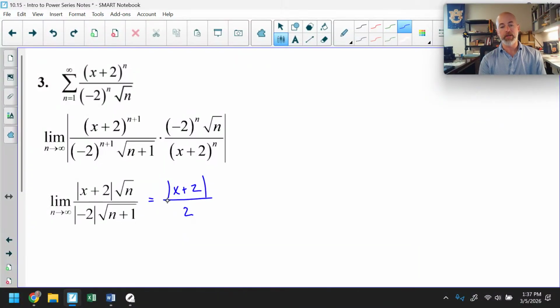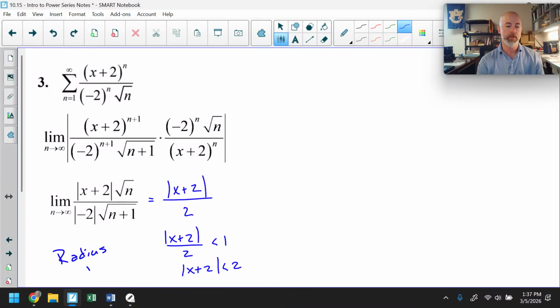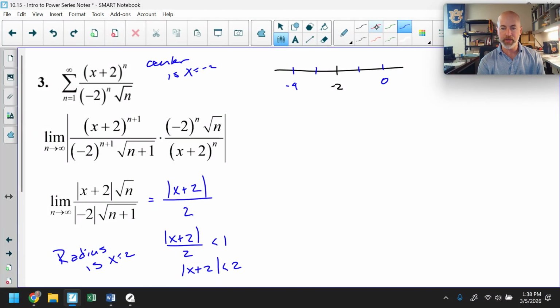And now, once again, I'm going to solve this. I need to know when is the answer to that limit less than 1, and that's going to happen when absolute x plus 2 is less than 2, and there's my radius. So I now know my radius is 2, and going back to the number line approach, which is kind of like what I like to do, I'm centered at -2, so there's my center, and I just found out my radius is 2, so I can go 2 units to the right, that takes me to 0, I can go 2 units to the left, that takes me to -4, and I know I'm going to converge at least for all of these values between 0 and -4.